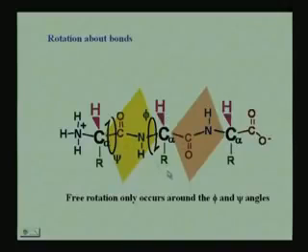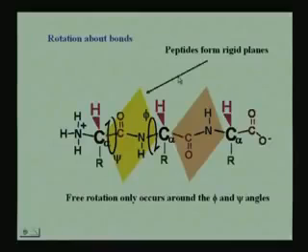And what do we have here? We have the peptides that form two rigid planes here. Okay? Why are we calling these rigid planes? Because of the partial double bond character that restricts rotation about the C-N peptide bond. What do we have here? We have free rotation about which other bonds then? The phi and the psi angles. And I explained in the last class how we can have such a rotation.